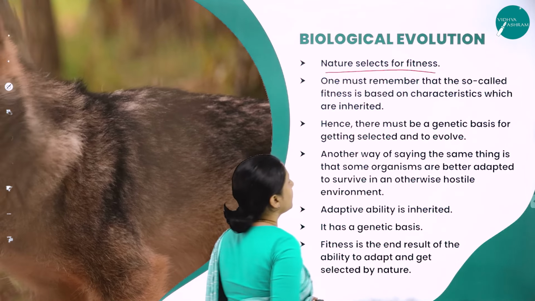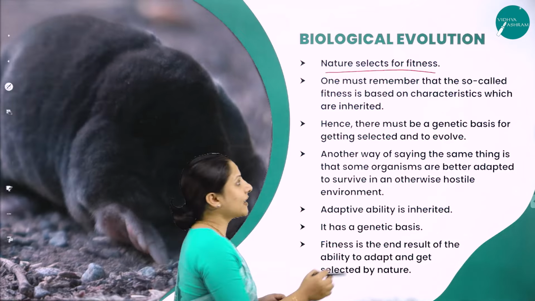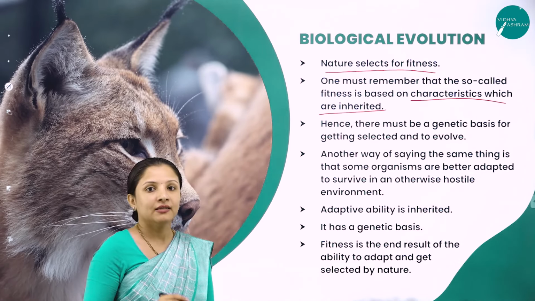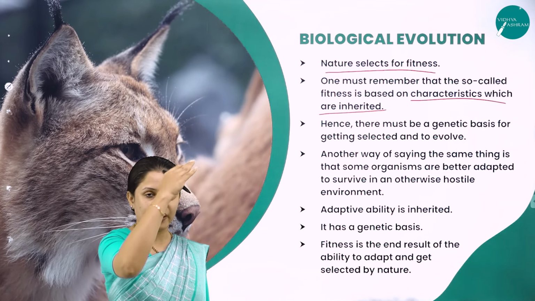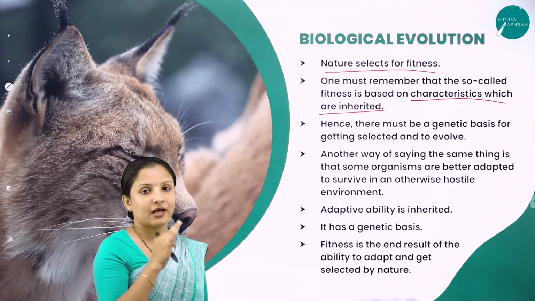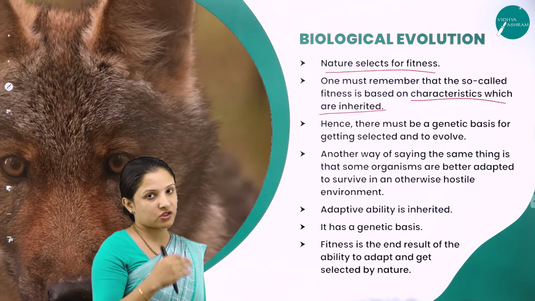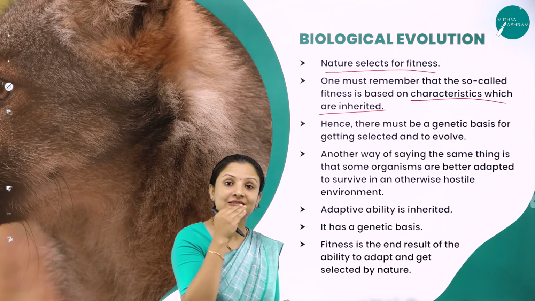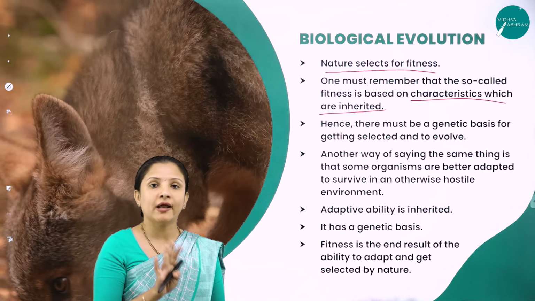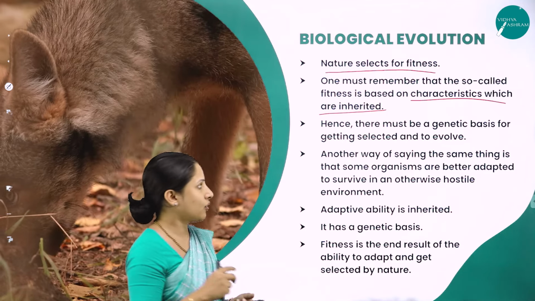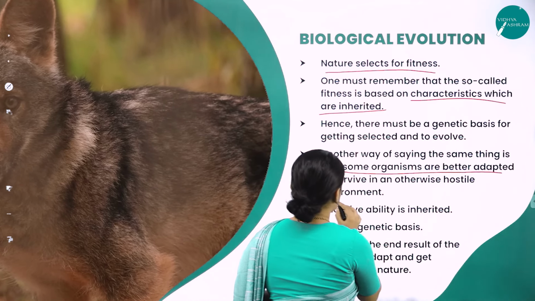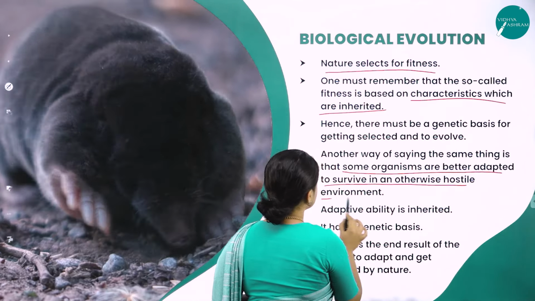One must remember that the so-called fitness is based on the characteristics which the organisms have inherited. So they must have a pedigree wherein their parents carry good quality genes, so that they inherit the same quality of genes from their parents and can get selected by nature and be considered fit to survive and also evolve to form new different organisms. Another way of saying this is, some organisms are better adapted to survive in an otherwise hostile environment.